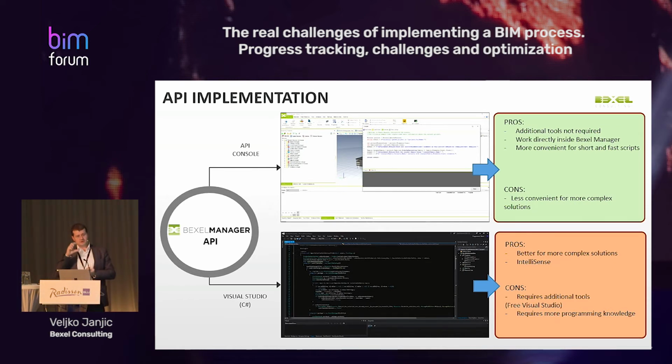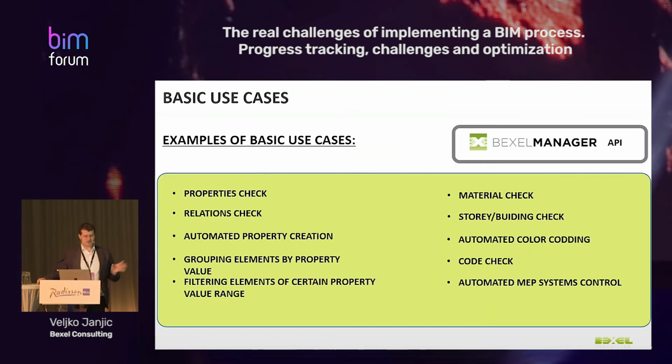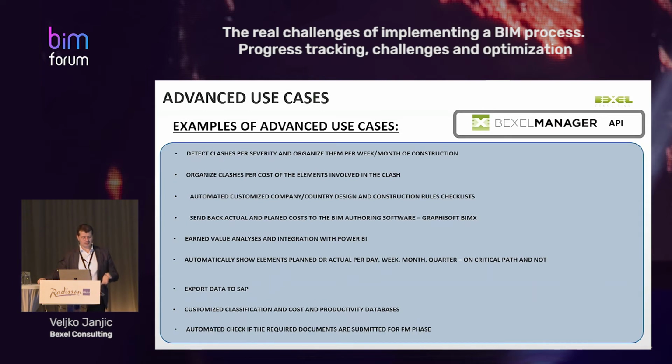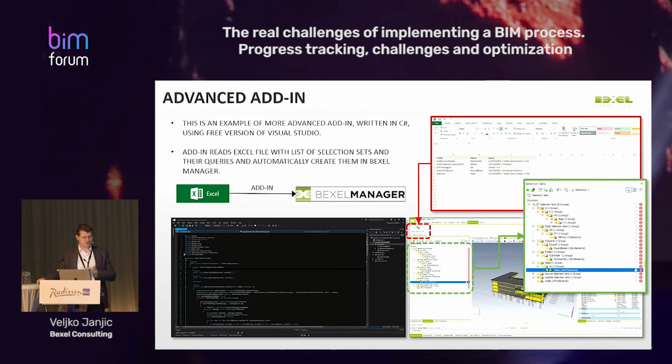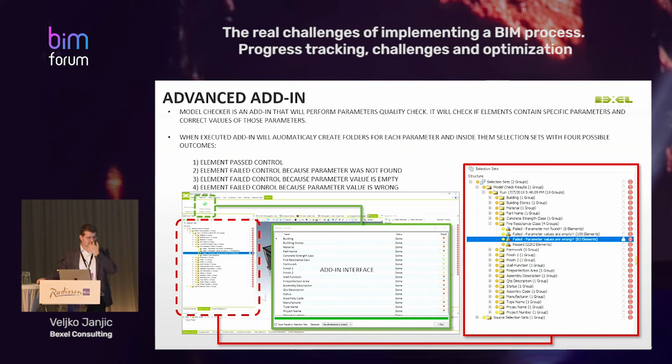Another is a short version of this. This is the Console API, where you can just write your own code and customize checks, and you can create new selection sets, or with those console applications, you send back the properties to Revit, let's say. You can do it here, no problem at all. So these are, as I already mentioned, some examples of API: code checking, material checks and so on, but could also be examples like exporting data to SAP. And these are simple console scripts, these are add-ins for checklists. This is one example.